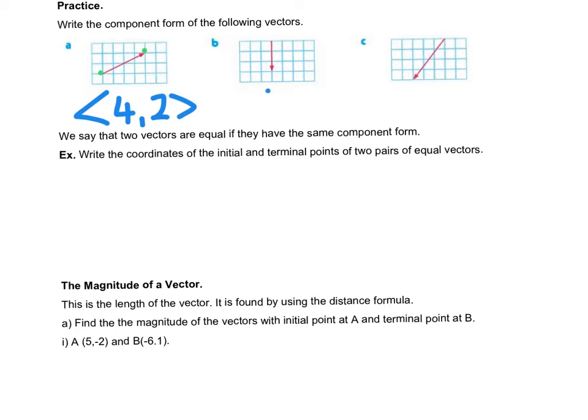Look at B. If we start from the initial point, we don't have to go left or right. So that means that its horizontal component is 0, but we have to go down 3, which means minus 3 is the vertical component. And finally, vector C, starting from the initial point, it's 3 units left and 4 units down, so minus 3, minus 4.